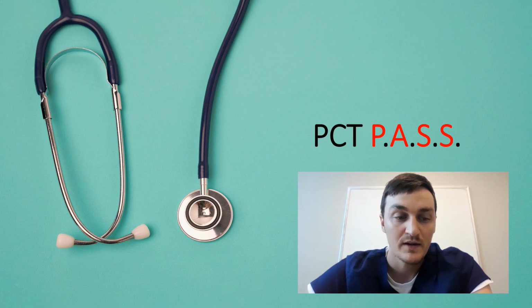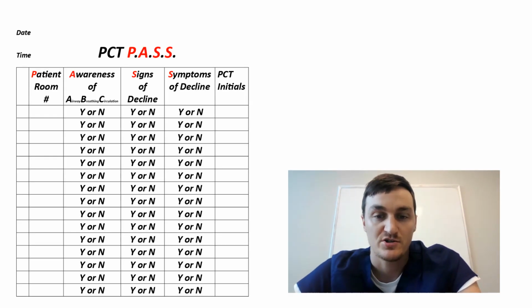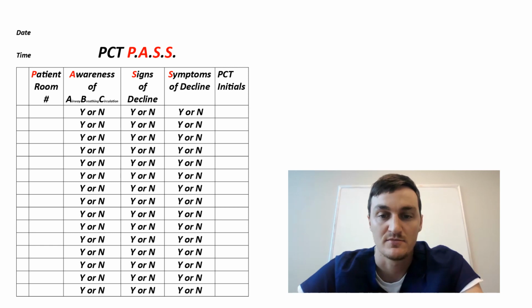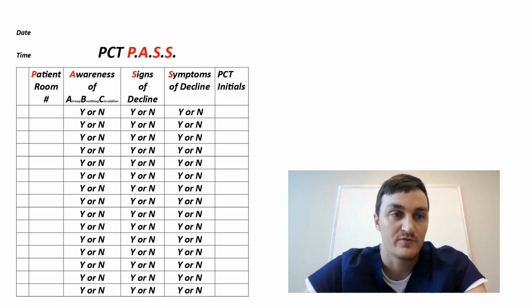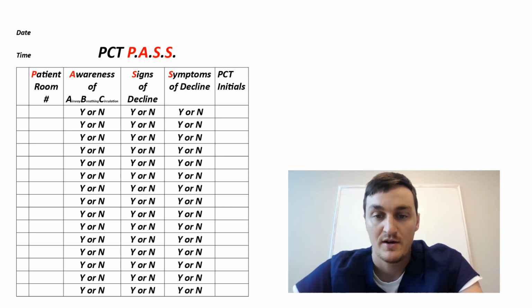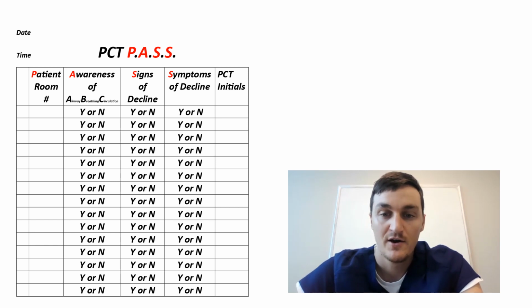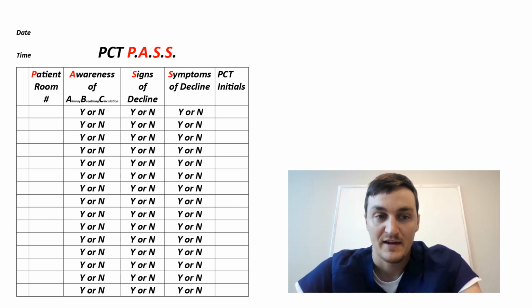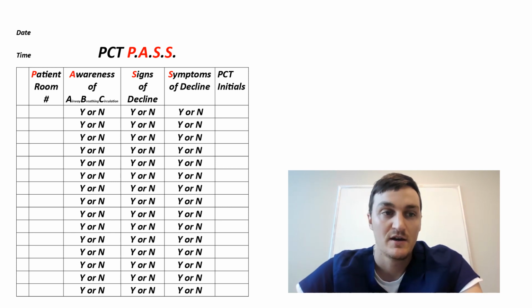P.A.S.S stands for Patient, Awareness, Signs, Symptoms. Briefly, the patient in this acronym is your patient's name, their room number, and why they are at the hospital or the facility, because understanding why they're there is going to help you determine when they could potentially decline or when they are declining and what's contributing, or the factors that are causing them to decline.